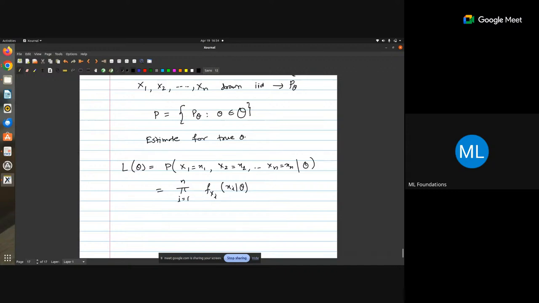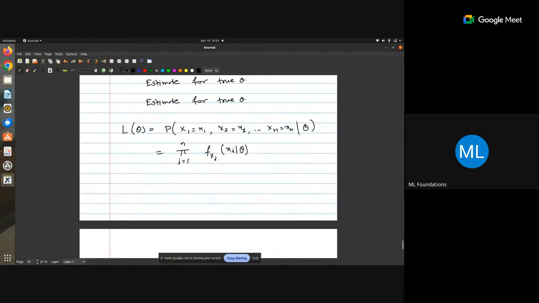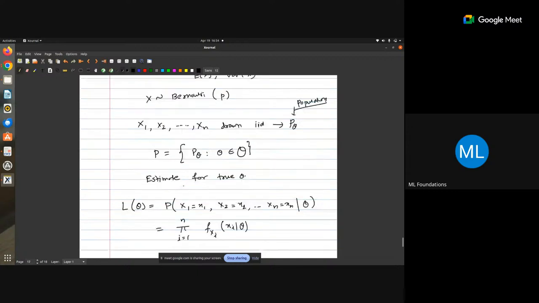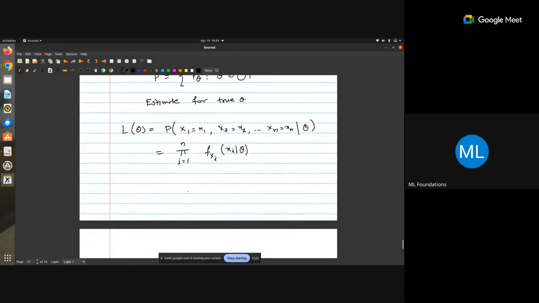This is the likelihood, basically the product of the individual densities or probabilities. Let's take another example instead of Bernoulli. Suppose it is exponential. What is the PDF? Lambda e to the power minus lambda x, for all x greater than 0.